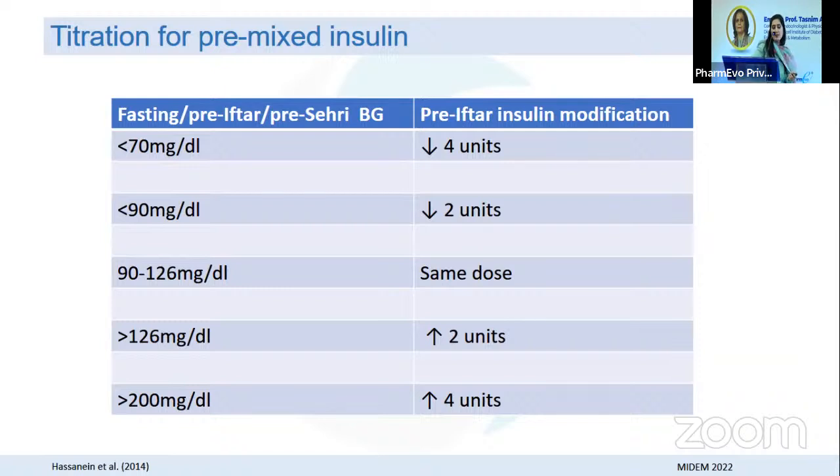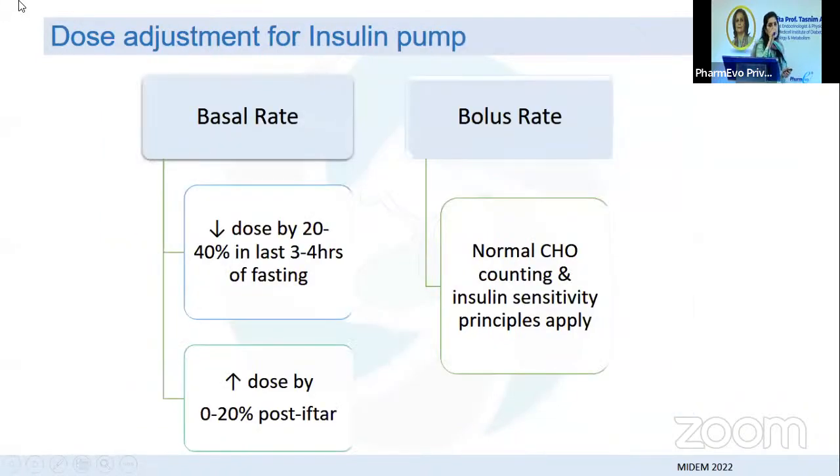So this is the dose adjustment for insulin pump, for patients who are on continuous subcutaneous insulin infusion pumps. This is the way to adjust the basal rate and bolus rate. For basal rate, decrease the dose by 20 to 40% in the last 3 to 4 hours of fasting and increase the dose by 0 to 20% post iftar. And bolus rate is mainly dependent on carb counting, and insulin sensitivity factor would apply here.